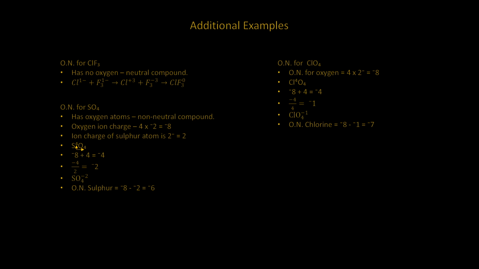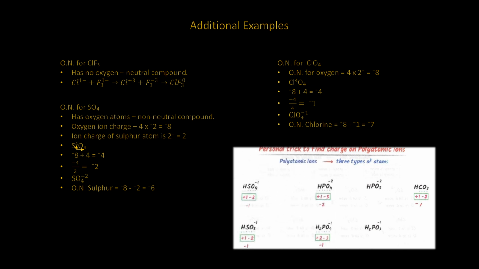As an add-on to the slide, there is a personal trick that someone posted and circulated on social media. Most, but not all, polyatomic ions form acids. The trick is associated with the hydrogen atoms in the molecule. Each hydrogen atom has an oxidation number of 1. As for the sulfate ion in sulfuric acid, H2SO4, knowing the compound's oxidation number, the sulfate ion's oxidation number is -2.